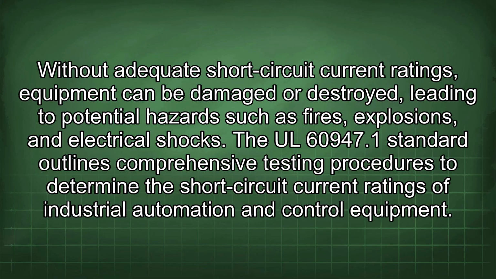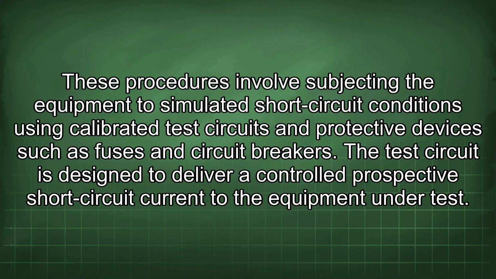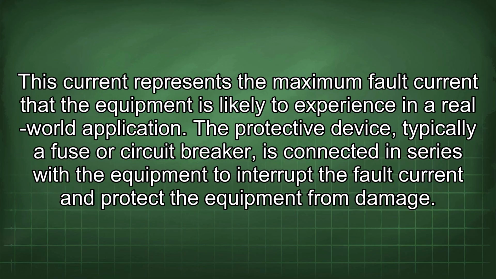The UL 60947-1 standard outlines comprehensive testing procedures to determine the short-circuit current ratings of industrial automation and control equipment. These procedures involve subjecting the equipment to simulated short-circuit conditions using calibrated test circuits and protective devices such as fuses and circuit breakers. The test circuit is designed to deliver a controlled prospective short-circuit current to the equipment under test. This current represents the maximum fault current that the equipment is likely to experience in a real-world application. The protective device, typically a fuse or circuit breaker, is connected in series with the equipment to interrupt the fault current and protect the equipment from damage.